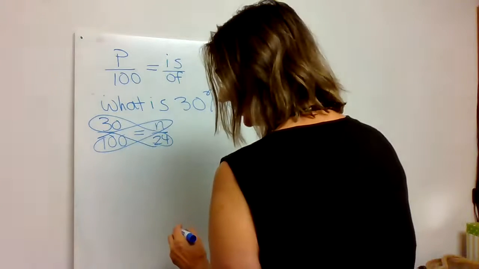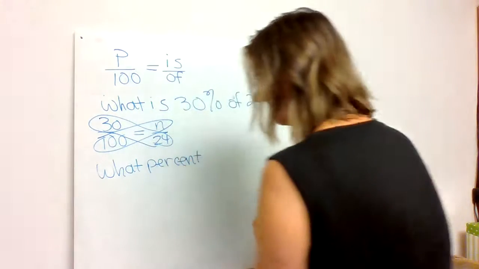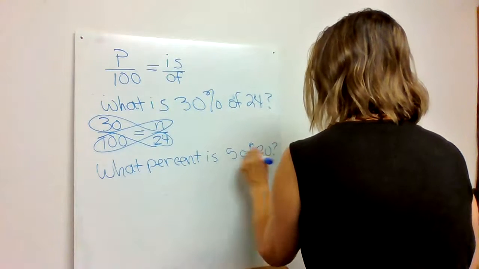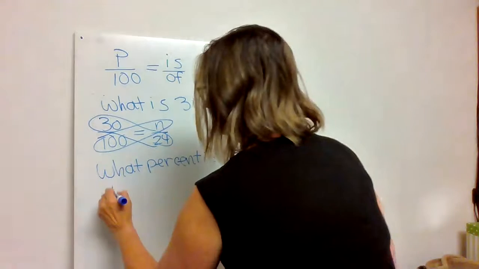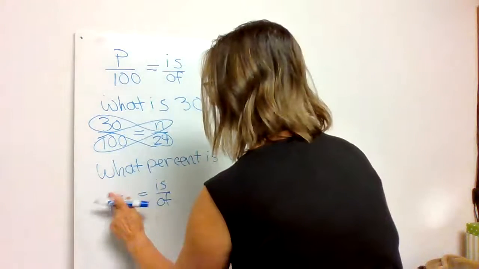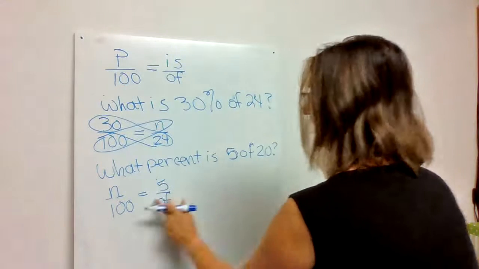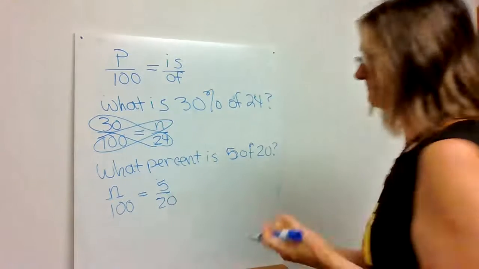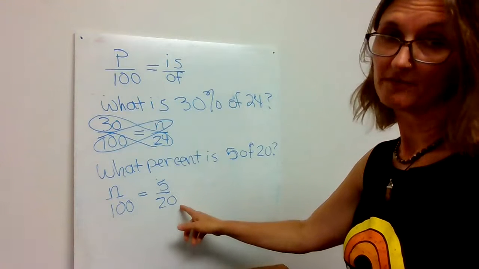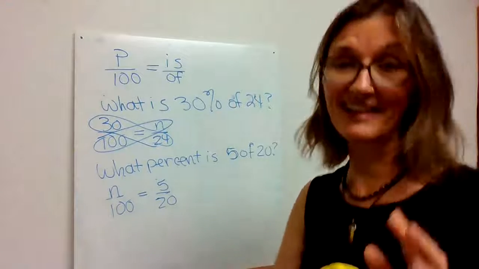And one last one is, what percent is 5 of 20? What if you don't know the percent? Again, percent is something out of 100, is over of. What percent? I don't know. Is 5 of 20. And there you go. You just continue on. This could also be reduced. You could divide each of these by 5 if you wanted to, or you can leave it the same. Your math will turn out the same in the end.